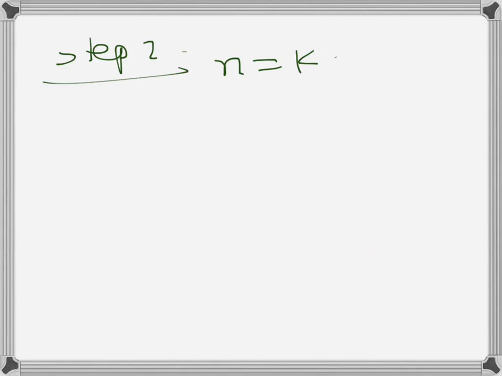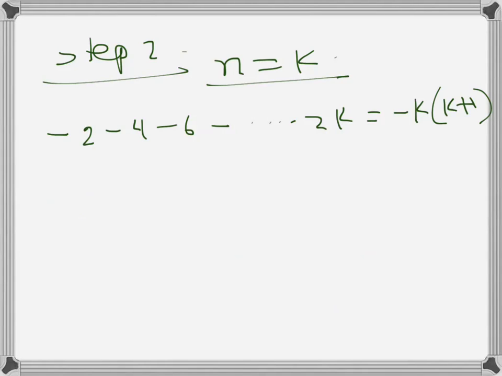Now, step 2 is the assumption that the relationship is true for n equal to k, where k is any integer greater than or equal to 1. So when that happens, we assume that the relationship is true. So we say that minus 2k is equal to minus k plus 1, because we are assuming that it is true.